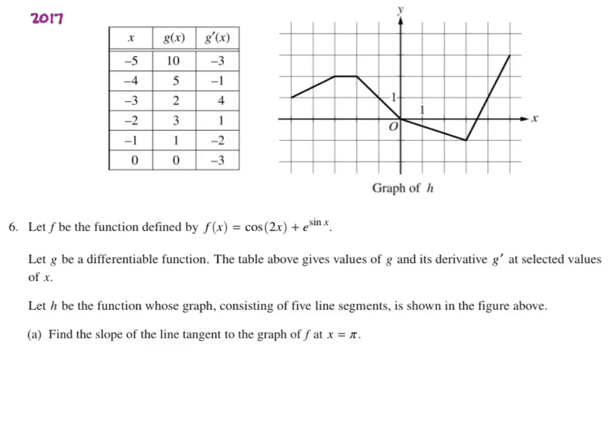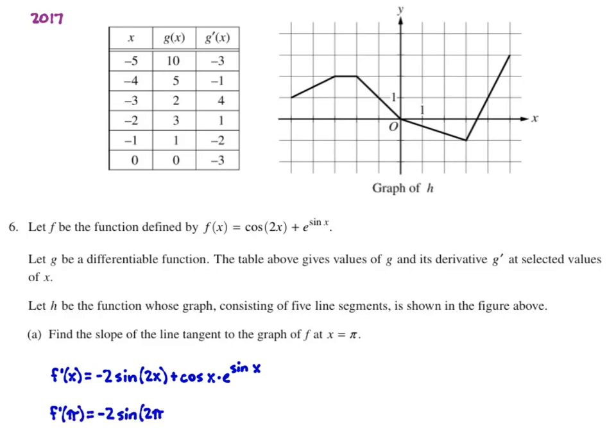So when we take the derivative of f of x here, the derivative of cosine of 2x, you need to make sure you use the chain rule properly. So the derivative of a cosine is negative sine. So it'd be negative sine of 2x and then times 2. And then the derivative of e to the sine of x, again you got to use the chain rule. So the derivative of e to the anything is e to the anything, and then times the derivative of that exponent, so times cosine of x. And then I just rewrote it in a little bit different order. But that's the derivative function, and now we just need to plug in pi there.